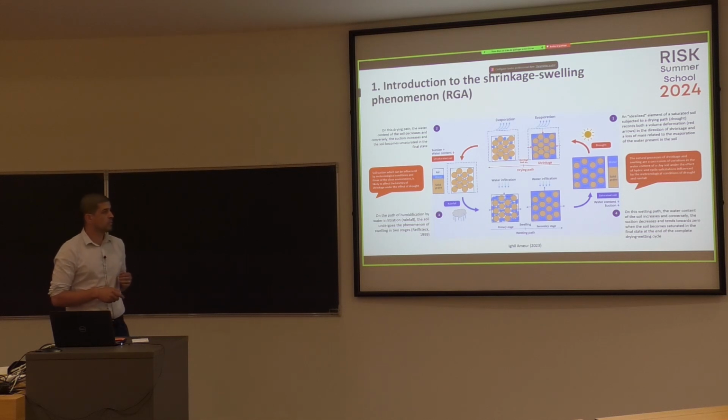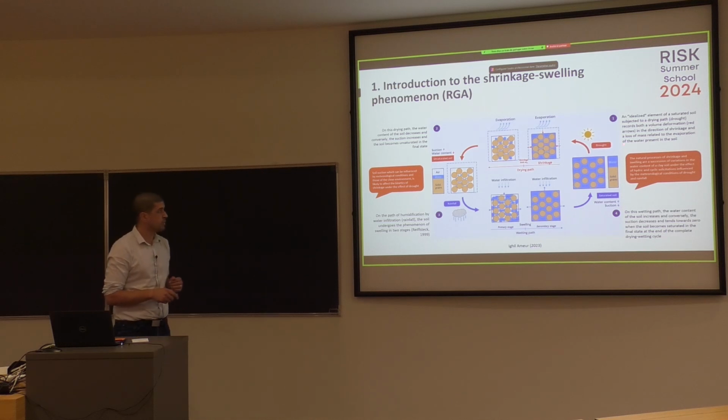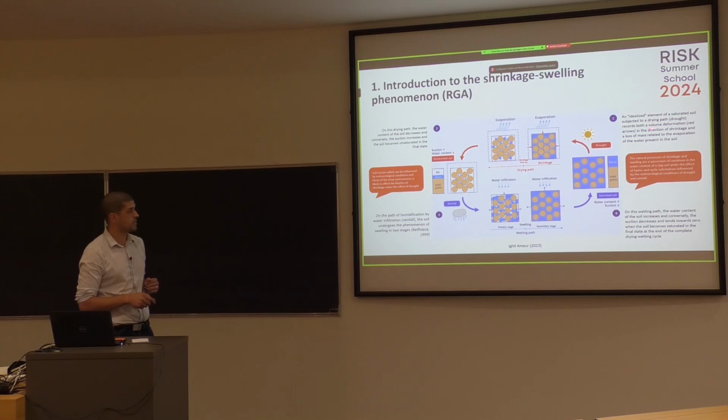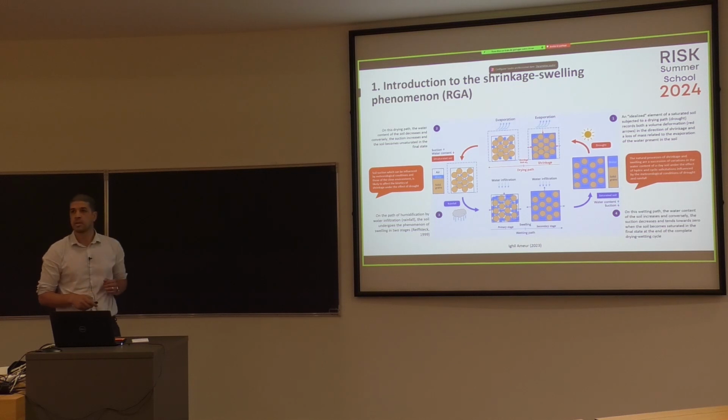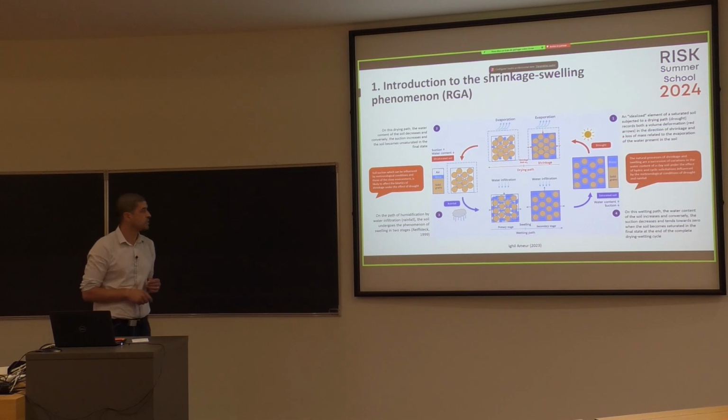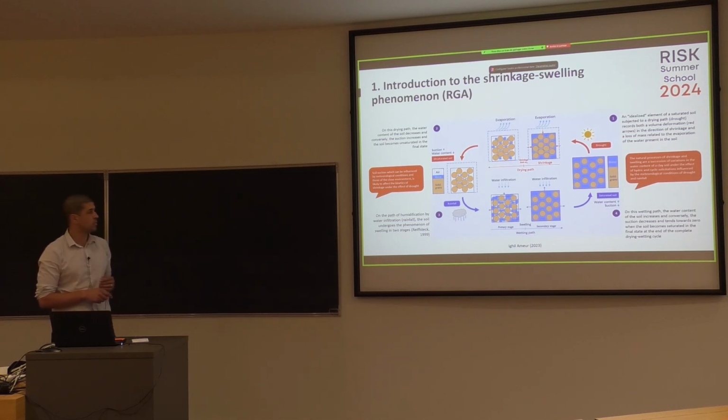The shrinkage swelling phenomenon of the clay soils is related to the ability of deformation of soils under hydric conditions of drought and precipitation. Here, for example, you have an idealized element of saturated soil. First, it will be subjected to drought. Then you have a combination between shrinkage under drying path and evaporation until the shrinkage limit. After that, we don't have shrinkage, we don't have deformation, but the evaporation still continues until the final state of the soil. And after that, we have a wetting path.